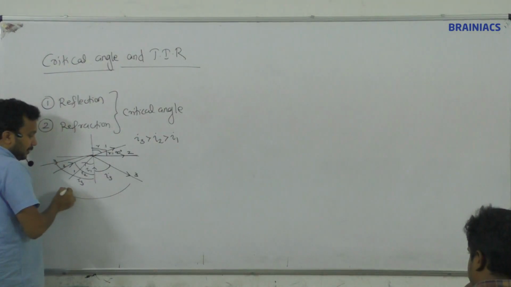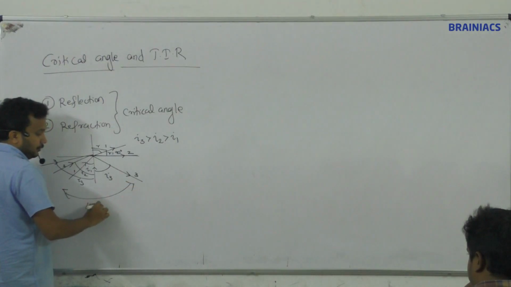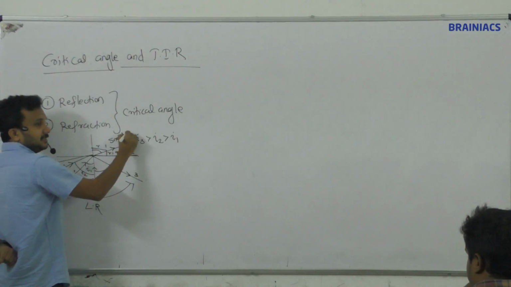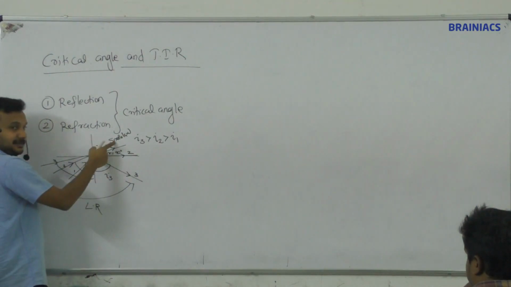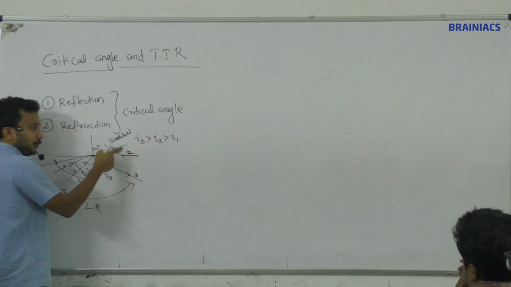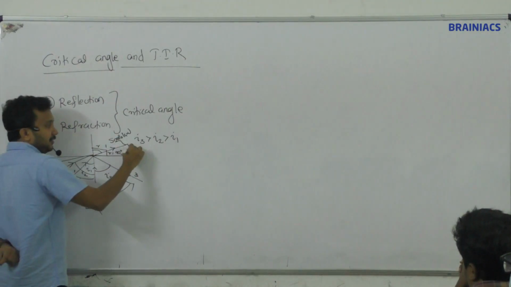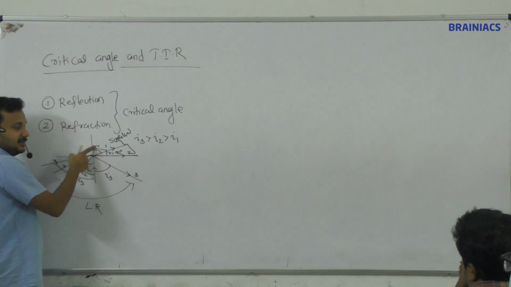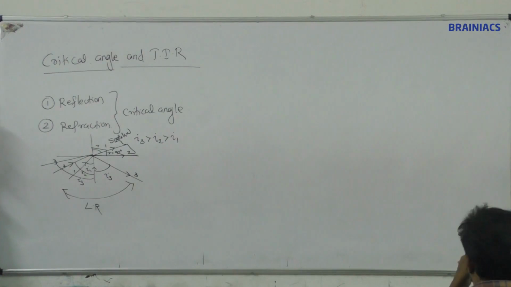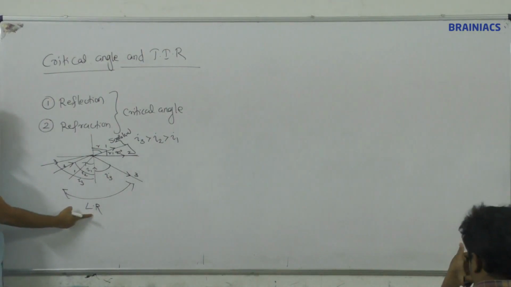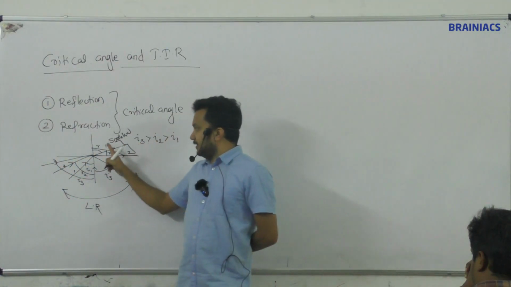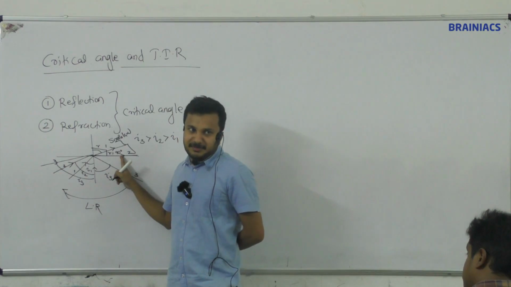So here I can apply law of reflection, but here I can apply Snell's law because it is refraction. So here it is refraction, here it is reflection. Both 1 and 2 are refractions. Here refraction angle is less than 90, but here refraction angle is equal to 90 degrees. Correct. But here it is law of reflection. So law of reflection is there. Law of refraction either less than 90 or equal to 90 degrees.